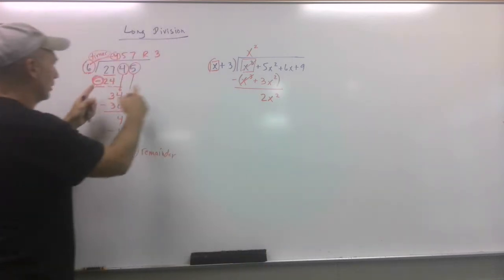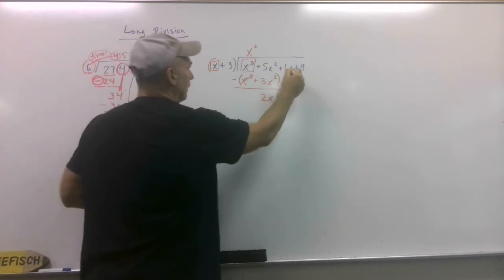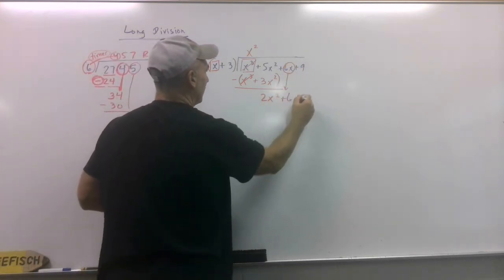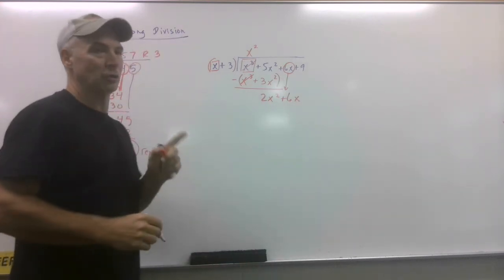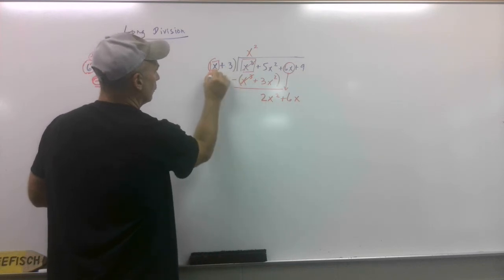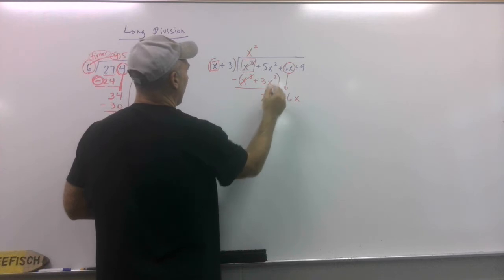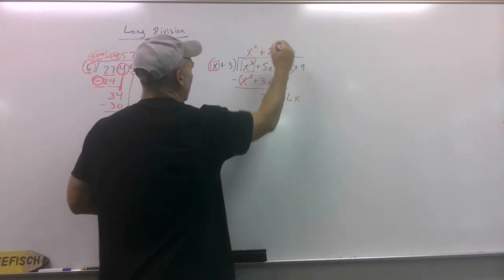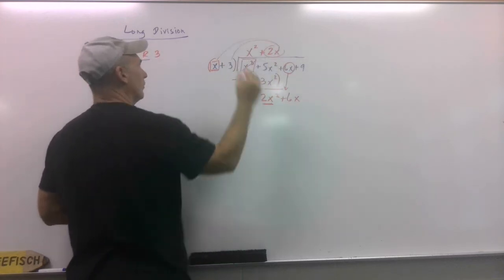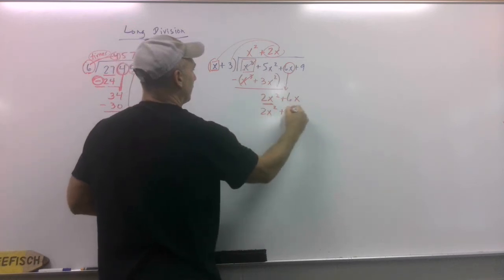Now, just like we did over here, we bring the next thing down, plus 6x. Guess what? You're going to do it again. Start with this, ignore this, look at this, and ask what times this gives me this. That'd be 2x. I put plus 2x, and I do it again. I got to distribute this through both things. So I get 2x squared plus 6x.